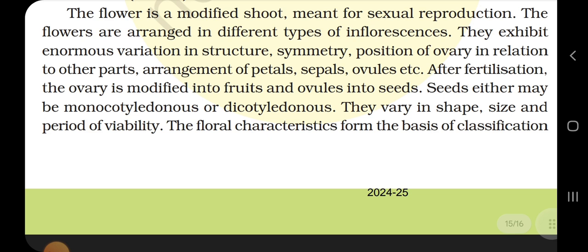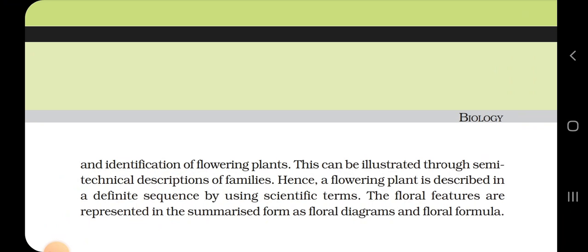The floral characteristics form the basis of classification and the identification of flowering plants. This can be illustrated through the semi-technical description of families. Hence, a flowering plant is described in a definite sequence by using scientific terms. The floral features are represented in a summarized form as the floral diagrams and floral formula.